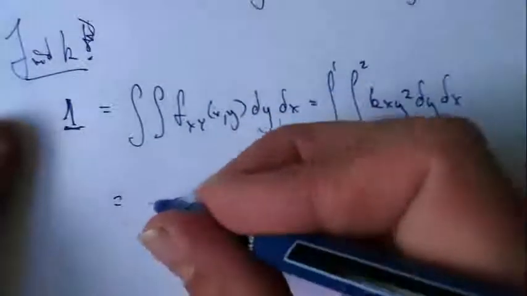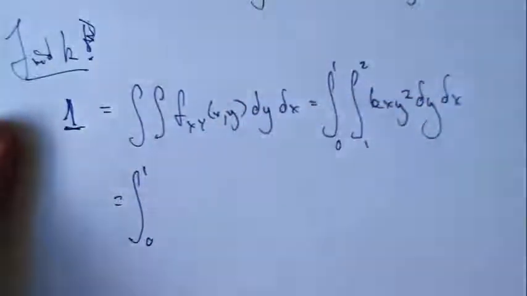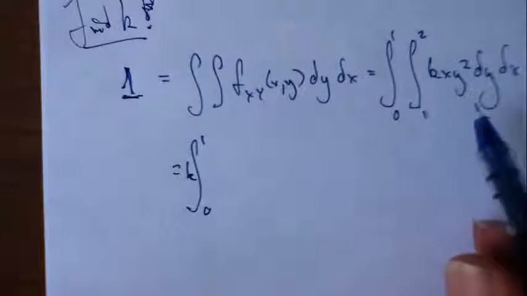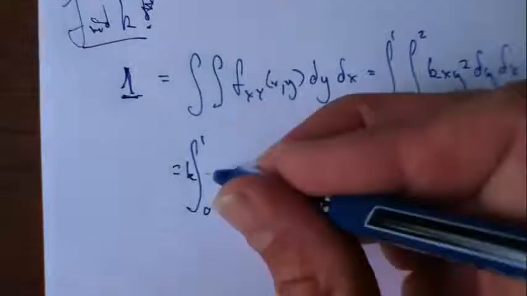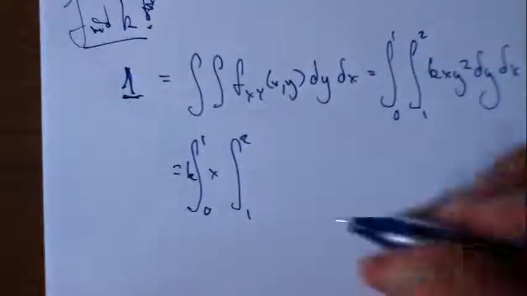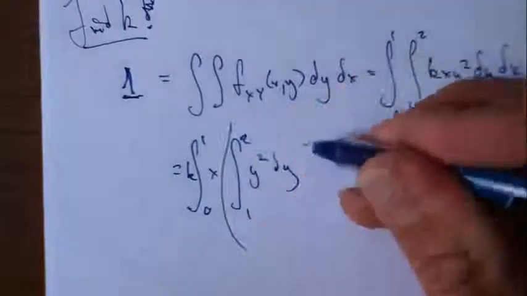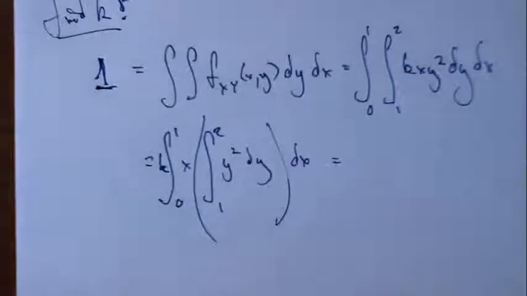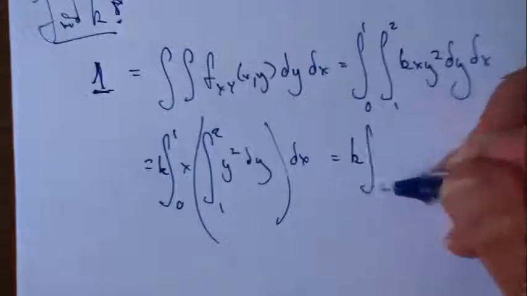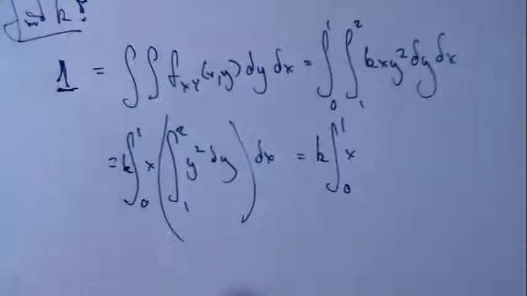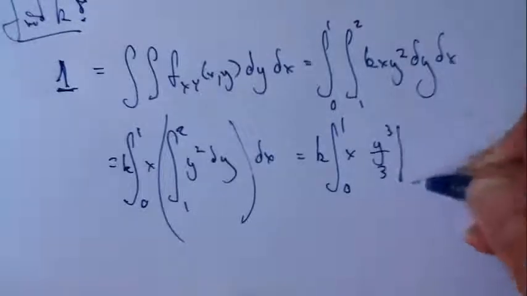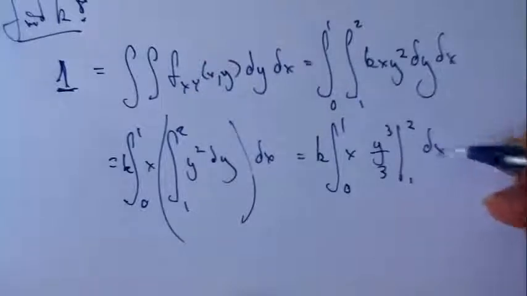And I do the integral on the inside there. First of all, k I can pull all the way out, right? And I'll go ahead and pull the x stuff out. I'll just write the inner integral there: y squared dy, dx. Maybe sort of think of it like that. So then this is k times the integral from 0 to 1 of x, and then I've got y cubed over 3, right? From 1 to 2, dx.